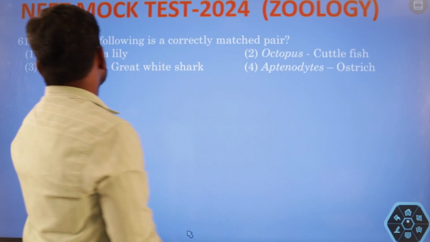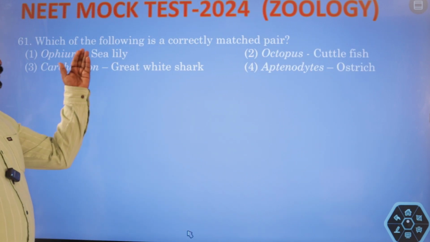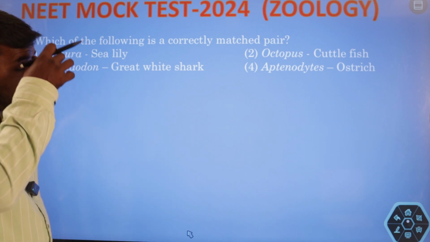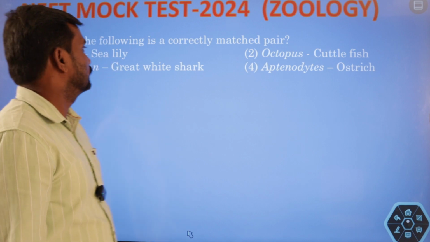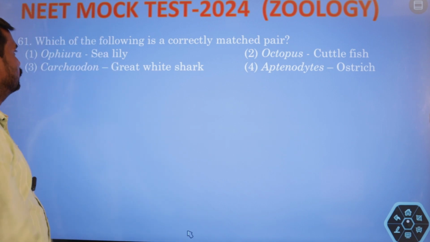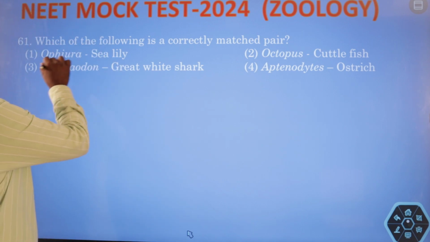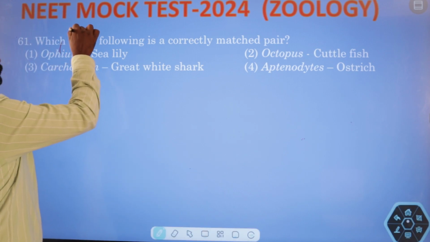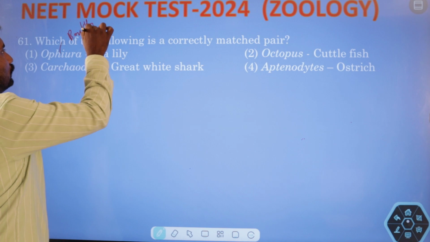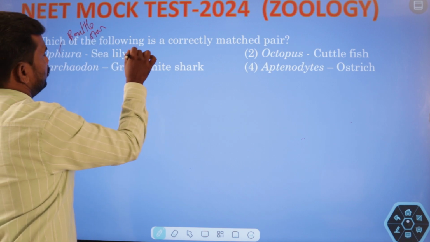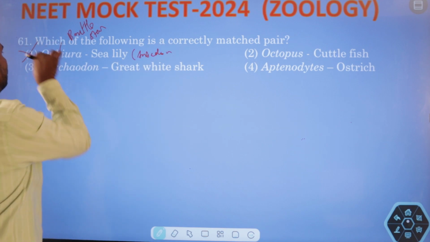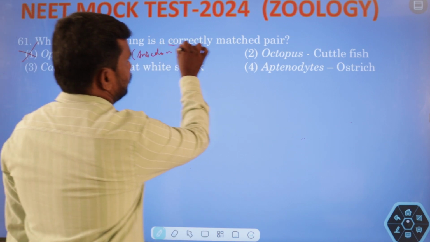Okay. So you know very well, Ophiura is the brittle star. The sea lily is also called Antedon. Both of them belong to Echinodermata. So Ophiura is not a sea lily; Ophiura is the brittle star. So sea lily, Antedon. So it's not matched. The word is not given correctly matched.